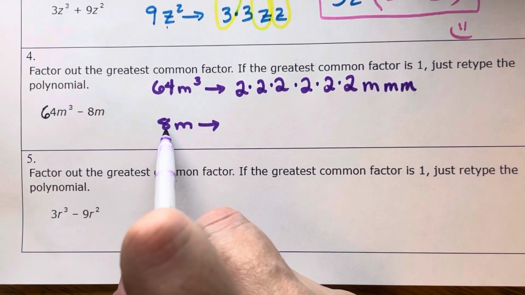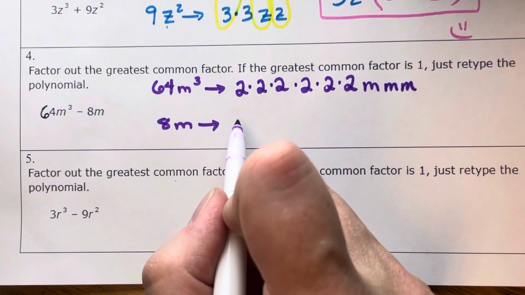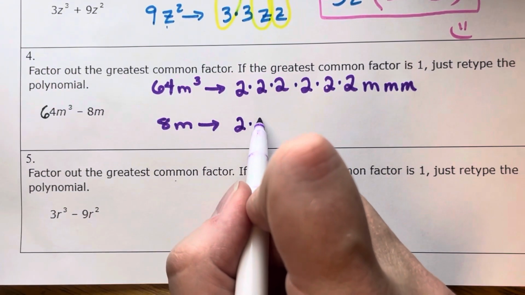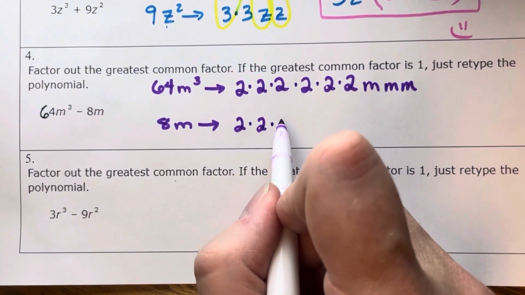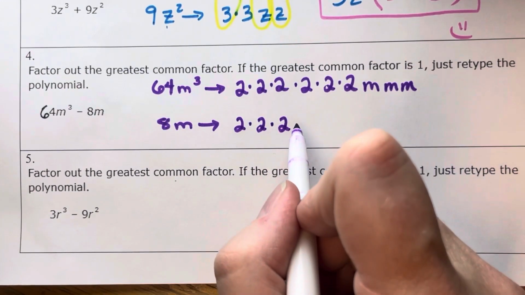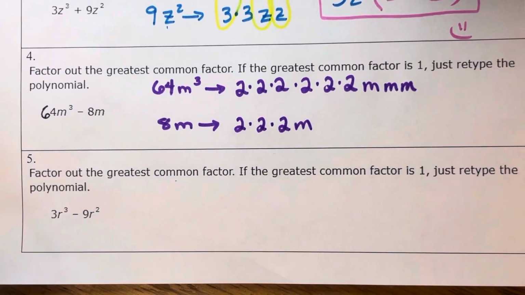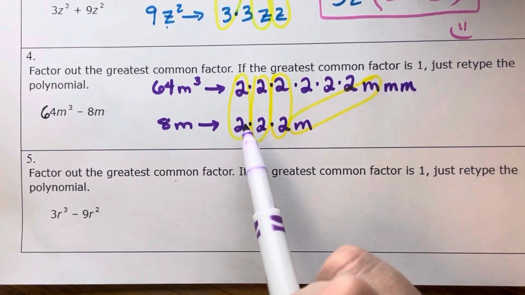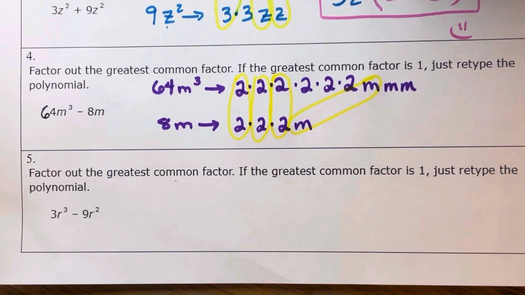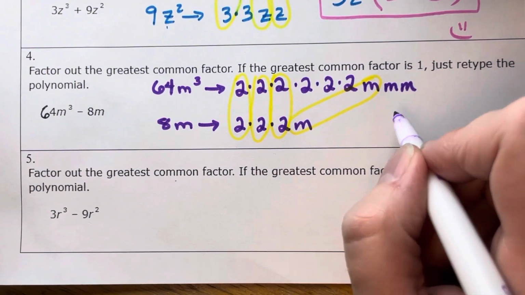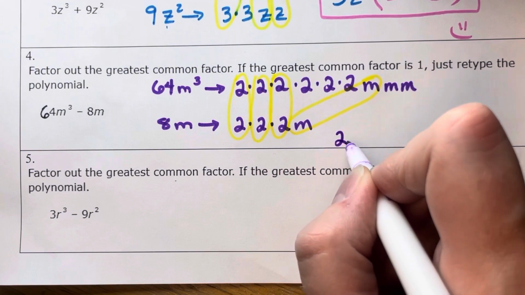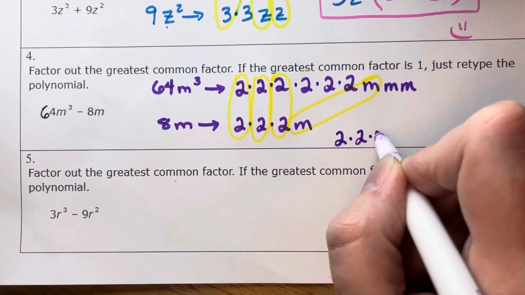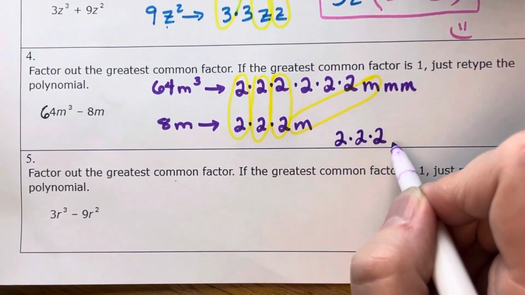Down here below, I have an 8m. And as we discovered just a few seconds ago, 8 comes from 2 times 4, and 4 comes from 2 times 2. And there's our m to go with it. There's quite a bit happening in this problem now. I have 3 bundles of 2's. So what does that do for us? It tells us that we have 2 times 2 times 2 and a bundle of m's.